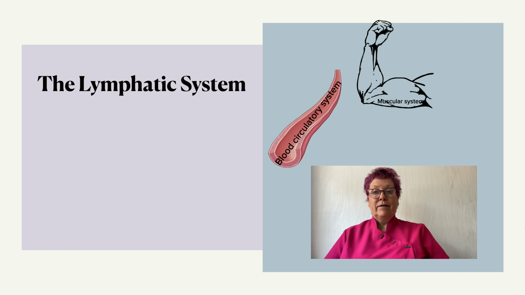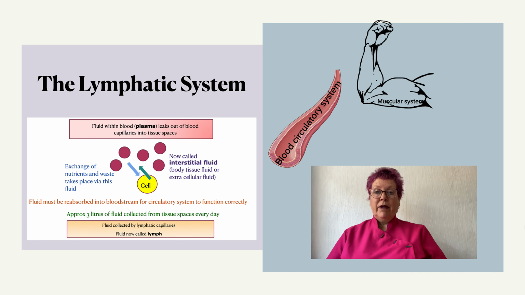Let me explain. If you look at the image here, you'll see from the blood vessel at the top that has the water content within it, which is then called plasma, that leaks out to surround a cell. And through that, we have the enablement of transportation of nutrients into the cell and waste products out of the cell. As this fluid has now leaked out of the blood vessels, it changes its name. It used to be called plasma when it was within the blood capillary. Now it is called extracellular fluid or interstitial fluid or body tissue fluid, depending which book you look at.